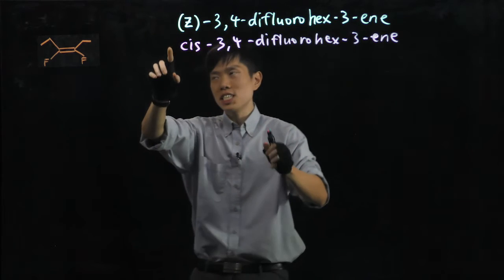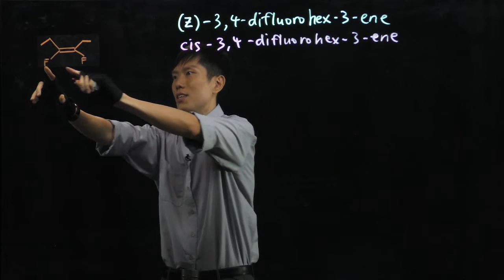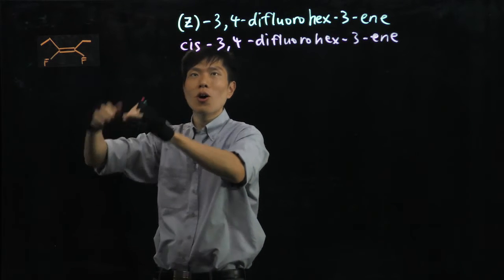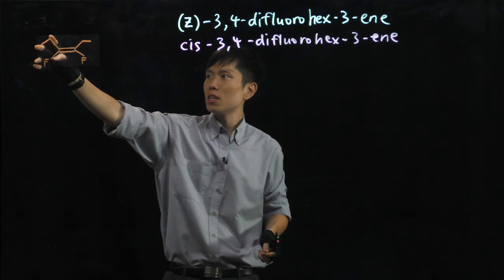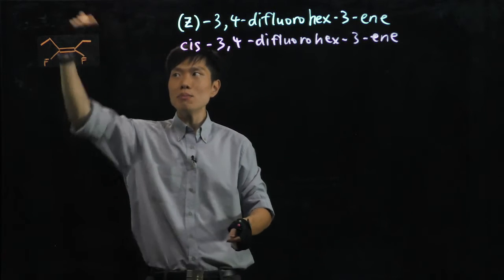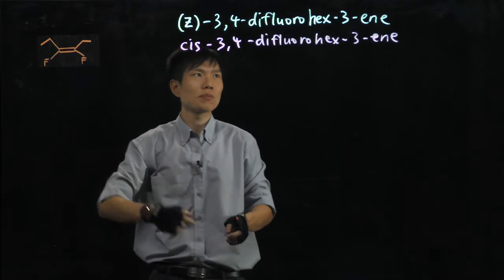How do we know this is Z? Because the same part, the fluorine atoms are on the same side, below the double bond. Or you can tell yourself that, oh, these are ethyl group and ethyl group, they are identical and they are on the same side. So that makes a Z isomer.